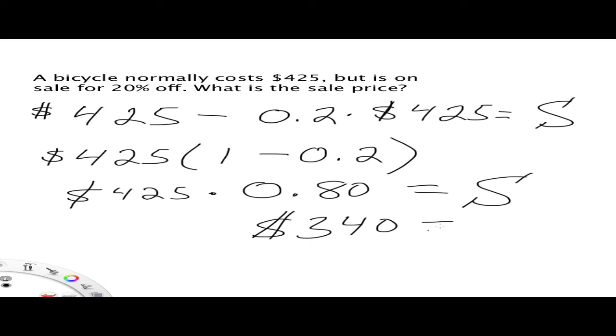Now again, be careful with this, because one of the things I find that often happens is a student will take the 20%, and they'll go 0.2 times 425, and that equals $85. And they'll conclude that they're going to get this bike for $85.